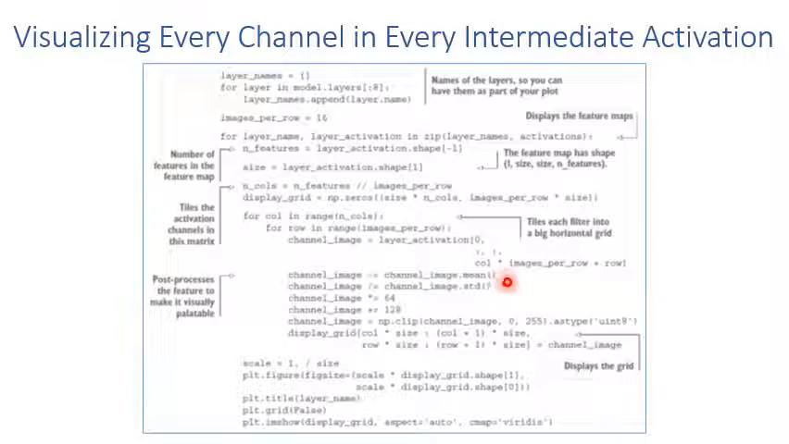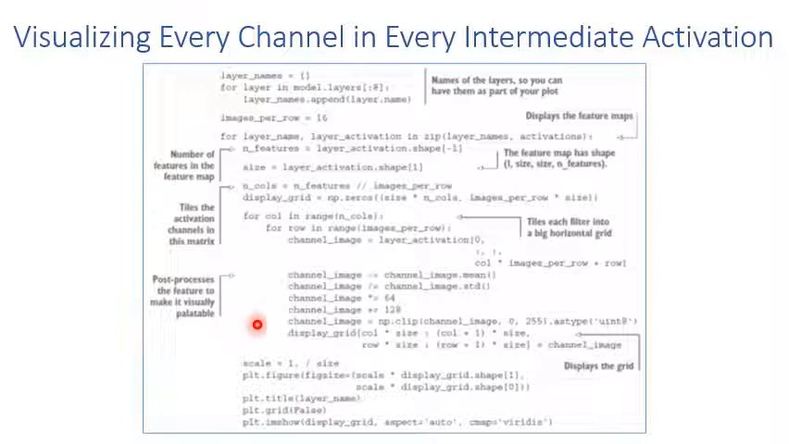remove the mean and divide by standard deviation, because we need to rescale the visual map into the visualized range, into the 0 to 255 pixel range. So we remove the mean and divide by standard deviation and multiply the data with 64 and add 128. So this post-processes the feature to make it visually presentable.